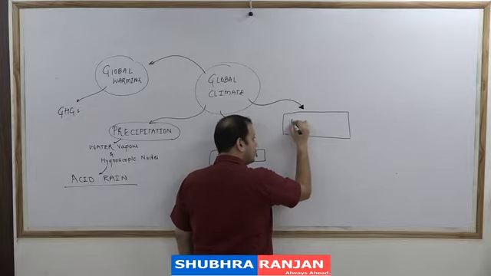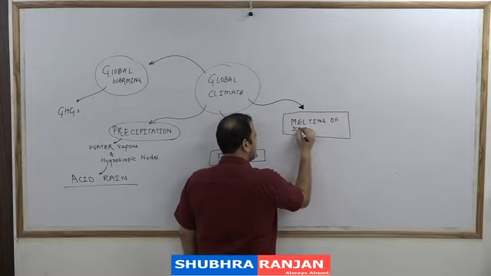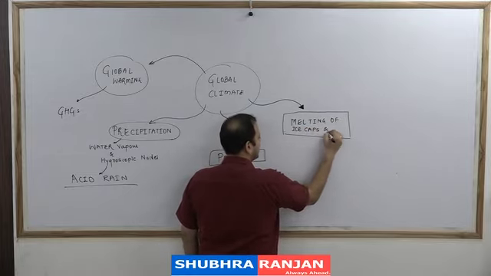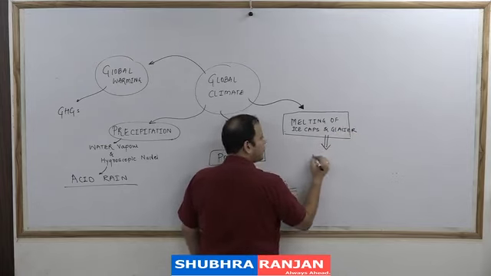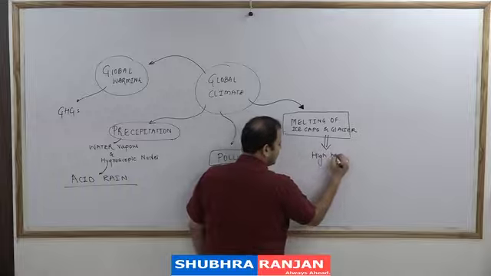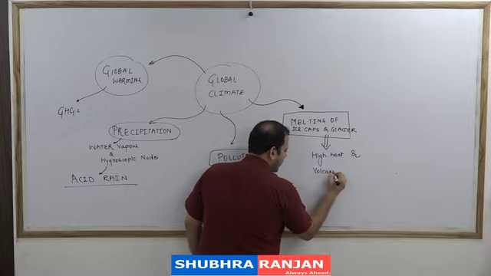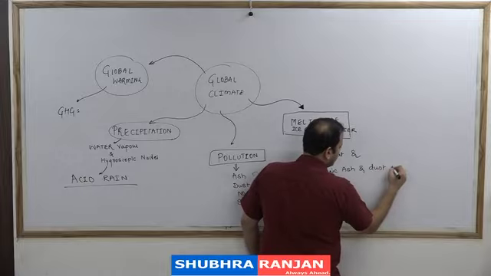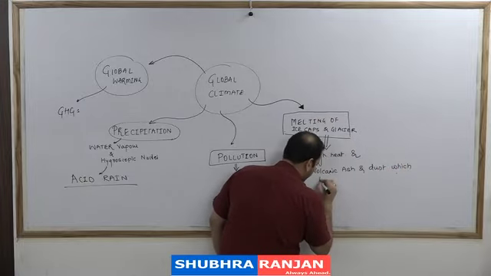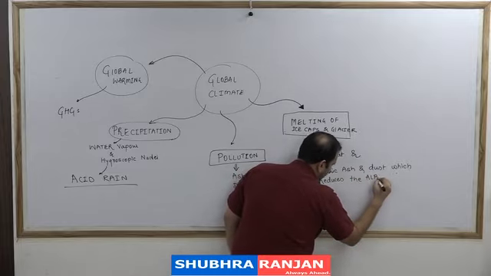It will result into melting of ice caps and glaciers. Why? Because of high heat. There are two reasons for this. One, high heat released during the volcano, and secondly volcanic ash and dust. Now you will not understand this word, which reduces the albedo.